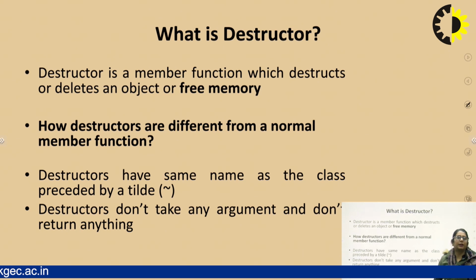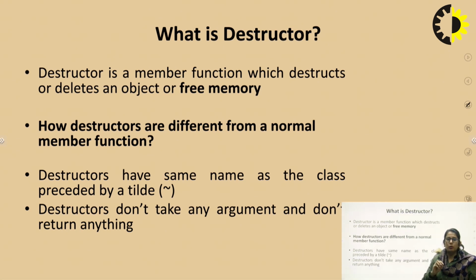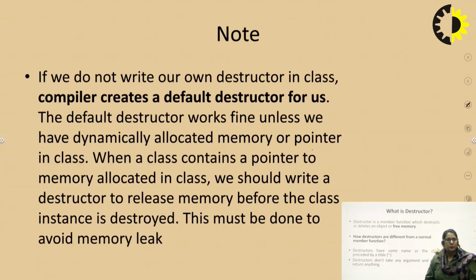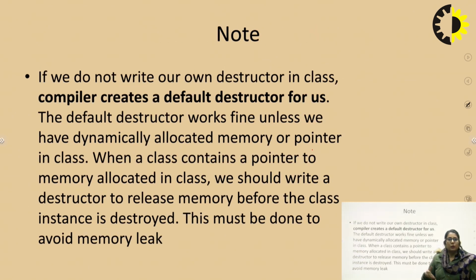Then it says the destructor does not take any argument and does not return anything. It is just used to free the memory, or you can just display a simple message to show the user that your object is going to be destroyed. Then it says if you do not write your own destructor in the class, then the compiler will create a default destructor for you.